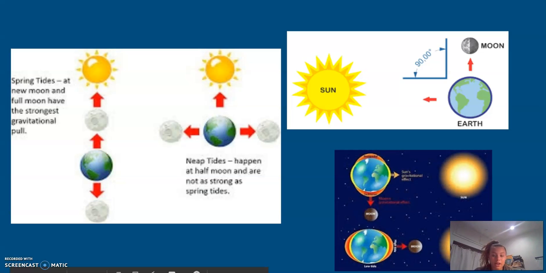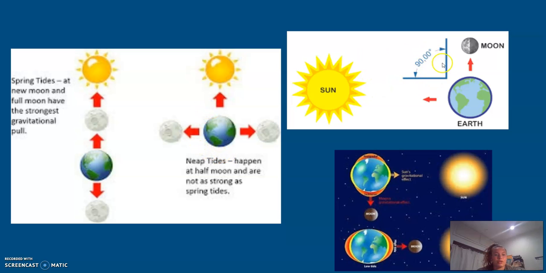And as you can see here, in this image, these arrows are pointing the same direction, which will sharply point the bulge of water like this and have very little water on these sides. So you'll have a high tide, low tide, high tide, low tide. But here you can see the sun is pulling this way and the moon is pulling in the opposite direction. And so you'll have slight high tide, slight low tide, slight high tide, slight low tide.